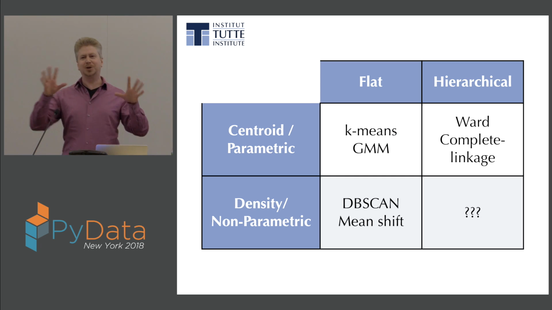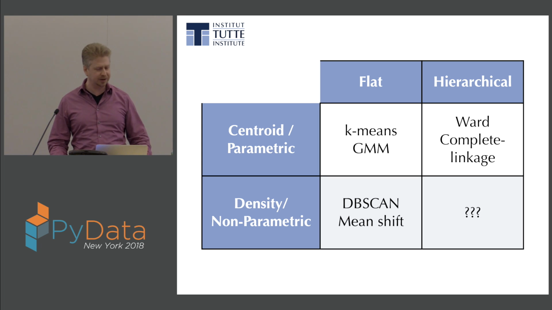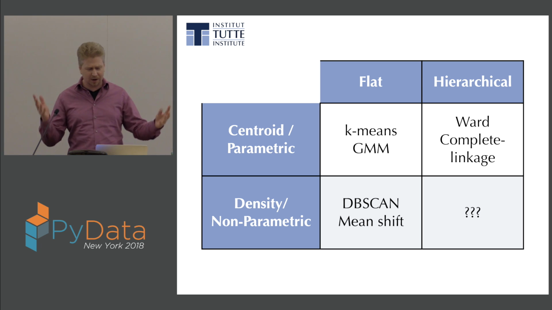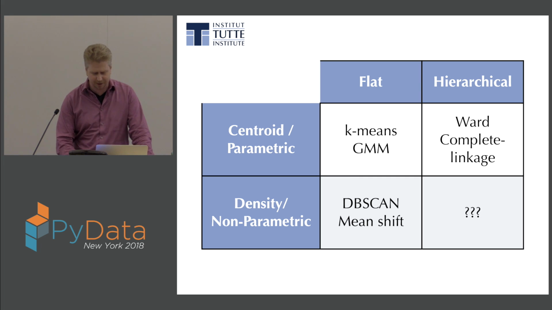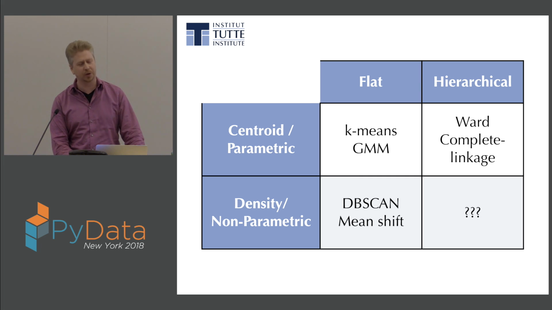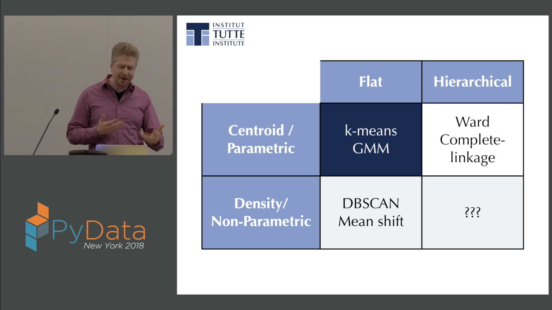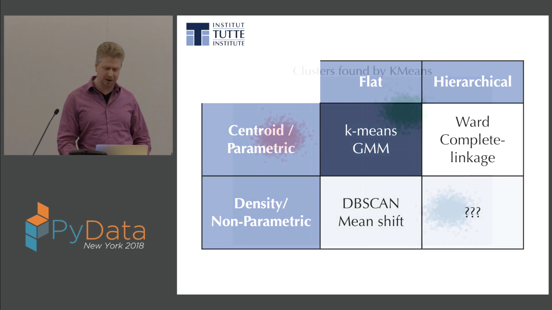What if we got a two-dimensional partitioning of our clustering algorithms where we can have flat centroid-based, flat density-based, hierarchical centroid-based, and hierarchical density-based? That might be a nice way to group a nice taxonomy of clustering algorithms together. I'm going to give you a quick whirlwind tour through these four cells, starting with flat centroid-based or parametric clustering algorithms. Two of the most common algorithms in this space are k-means, which most people have probably heard of, or Gaussian mixture models.